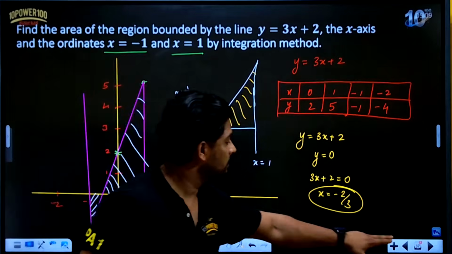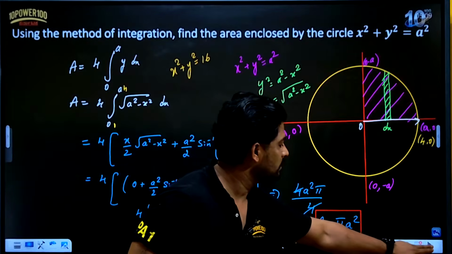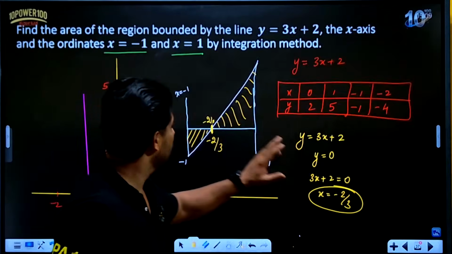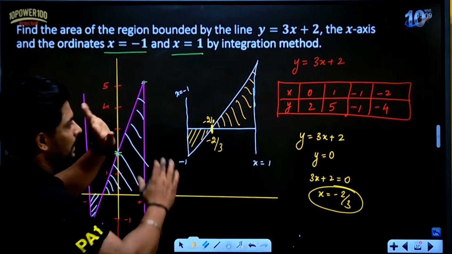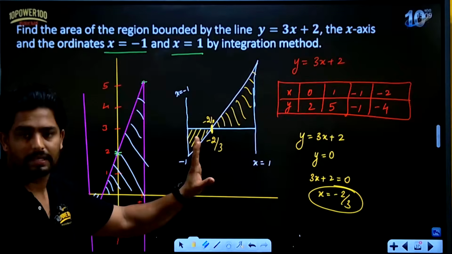Okay, so now in all the cases, in the previous cases, whatever we have drawn, in all the cases we have to draw a diagram. Okay, so here also the same. Once you draw it roughly, you don't need that much detail. This is only for your understanding.